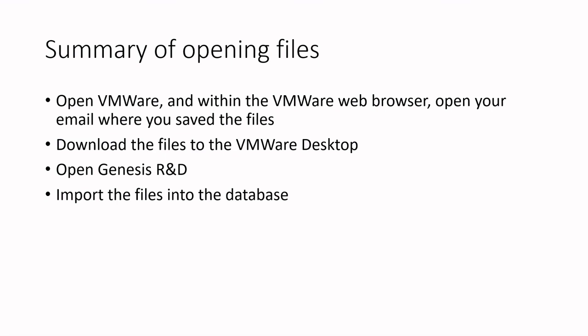So open your VMware, and within the VMware browser, find your email where you save those files. Download the files to the VMware desktop, open your Genesis R&D, and then import the files using the database tab. Don't look for it in the file open. Use the database tab to get those files back open.